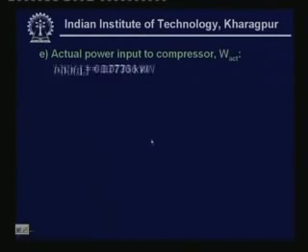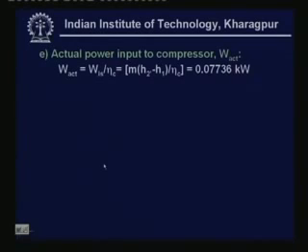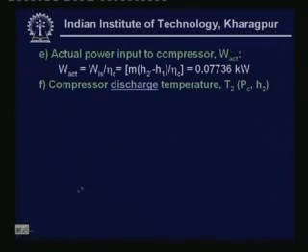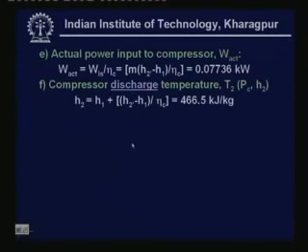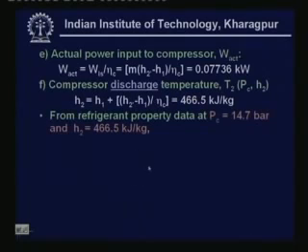And actual power input to the compressor, as I have already explained, is nothing but isentropic work input divided by the isentropic efficiency. We know the isentropic work input, which is equal to mass flow rate into enthalpy difference for the isentropic process, divided by the isentropic efficiency 0.65. So, if you substitute these values, you find that the actual power input is 0.07736 kilowatt or 77.36 watts. Okay. Compressor discharge temperature. Discharge temperature can be obtained because we know that at the compressor discharge the pressure and enthalpies are known to us. So, using the pressure and enthalpy data, we can find out the compressor discharge temperature, and this is found to be 89.97 degrees centigrade. Okay.